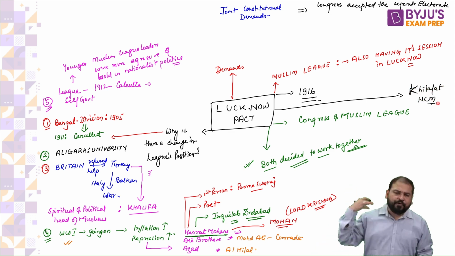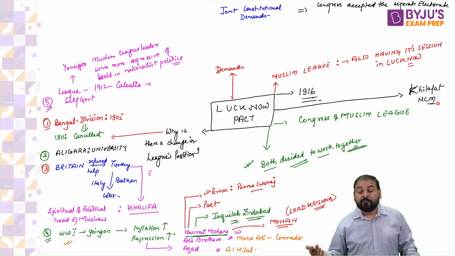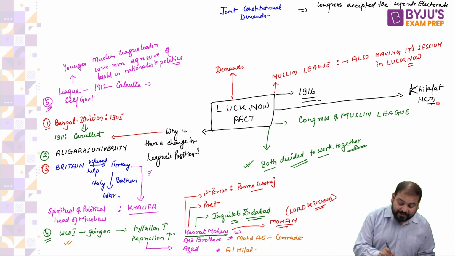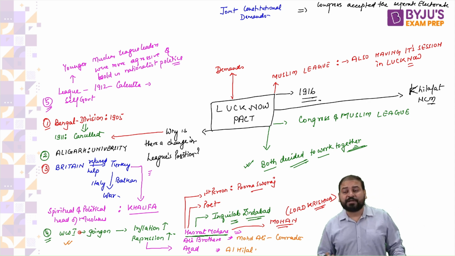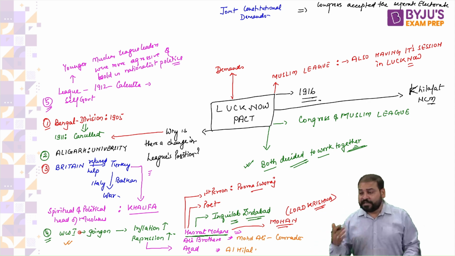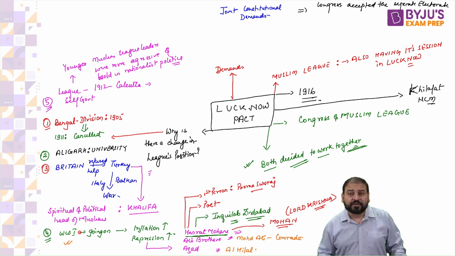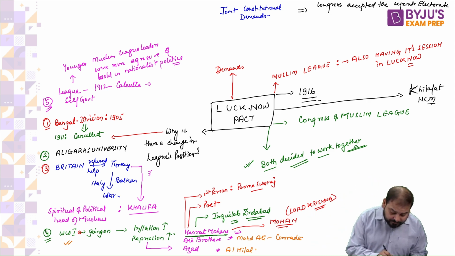There will be very, very great advantages, but in the long run, there will be disadvantages of this. Because the moment you accept separate electorates, you are accepting that Hindus and Muslims have separate objectives. That is the worst aspect of this.